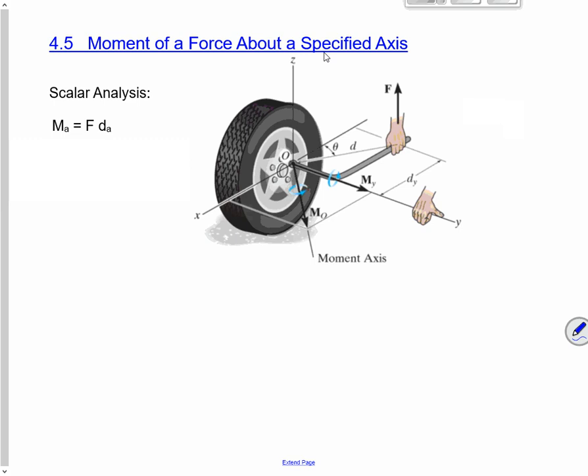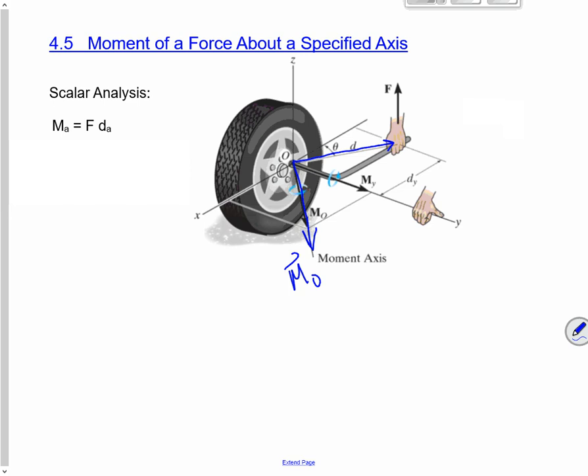So, moment of a force about a specified axis. Here's a guy changing his tire. He's got a lug wrench. He pulls up the force F. In what direction does this thing want to rotate about? If I just do R cross F, here's R. Just calculate what R cross F is. I get an axis that points down this way. There's the moment about O. It's pointing in some weird direction.